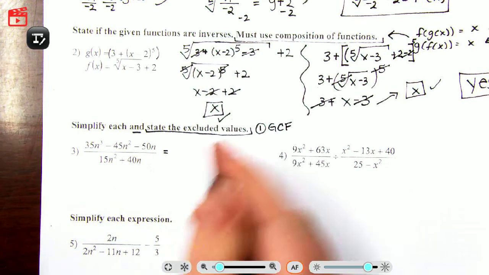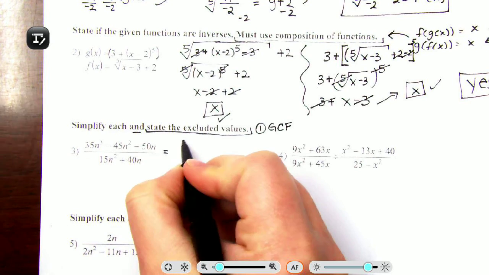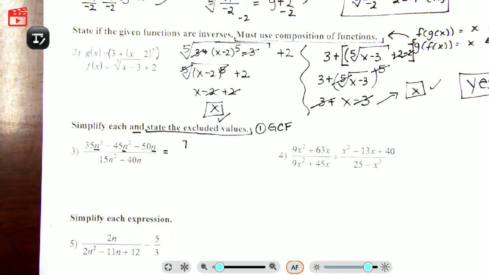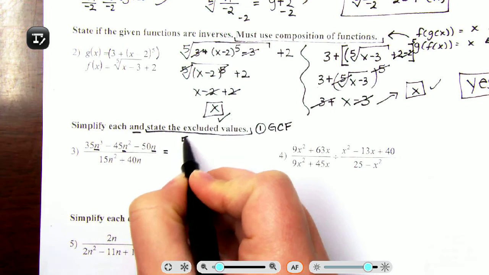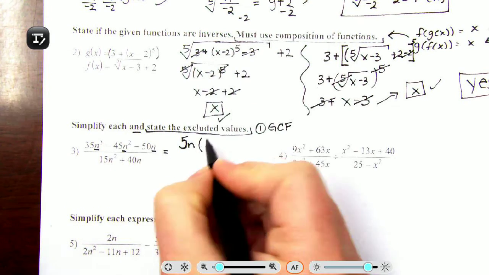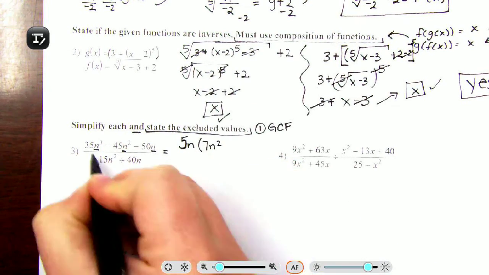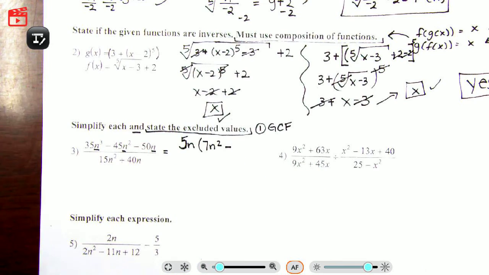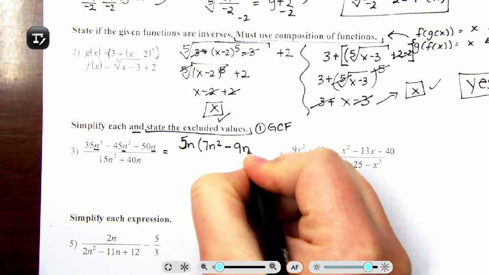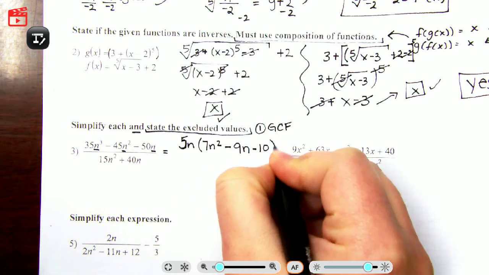Okay, so 5 and 35, that's 7. Oh, you know what I just noticed? There's an n in each term. So I think I'm going to pull out a 5n. So then this is 7n squared minus 45 and 5 is 9n minus 10.